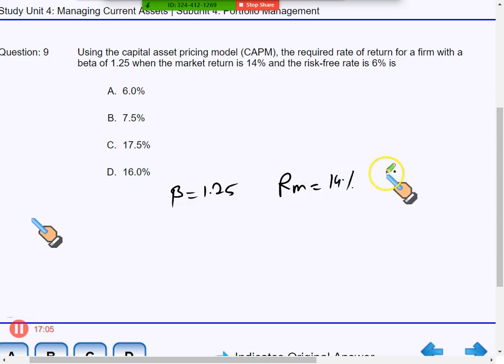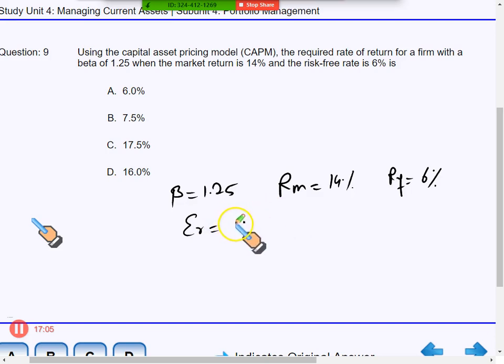And when the risk-free rate is 6%, there is nothing in this question, Faisal, as you were discussing yesterday. You won't be required to calculate beta. You just have to learn how to use it. So you just plug it in the CAPM formula and you will get your expected return.